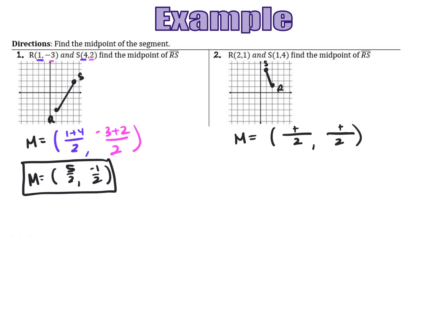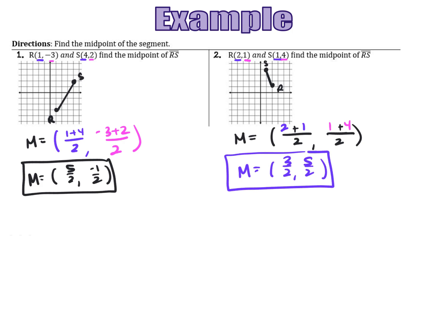All right, so if I'm looking at my 2 x values, I'm getting 2 and 1. If I'm looking at my 2 y values, I'm getting 1 and 4. So my midpoint is going to be 3/2 and 5/2. So 3/2 is the x coordinate of my midpoint and 5/2 is the y coordinate of my midpoint.